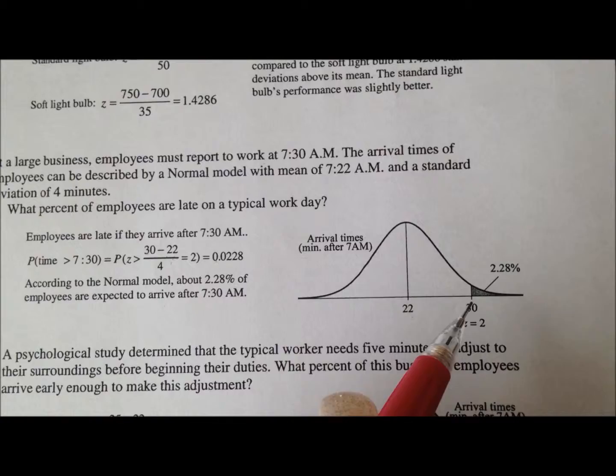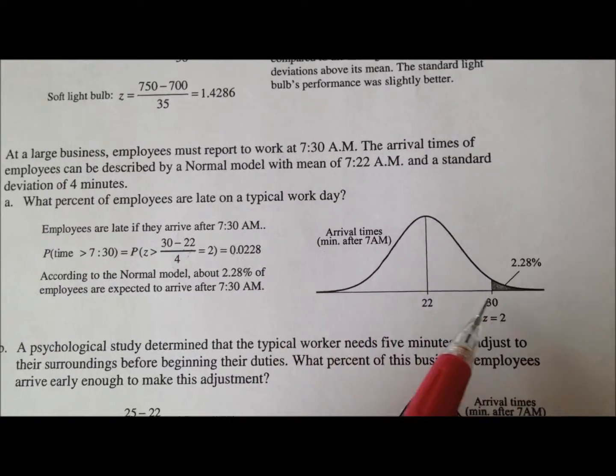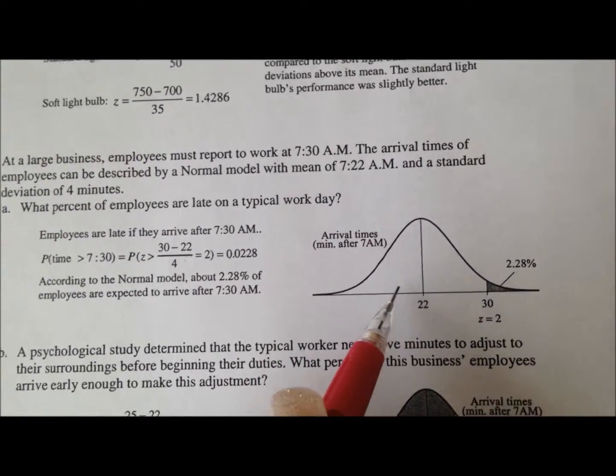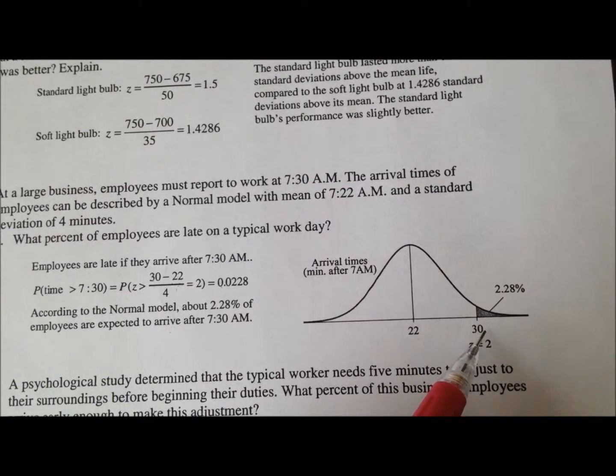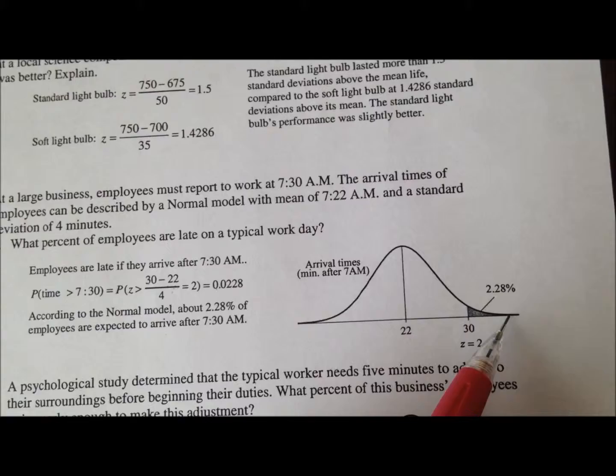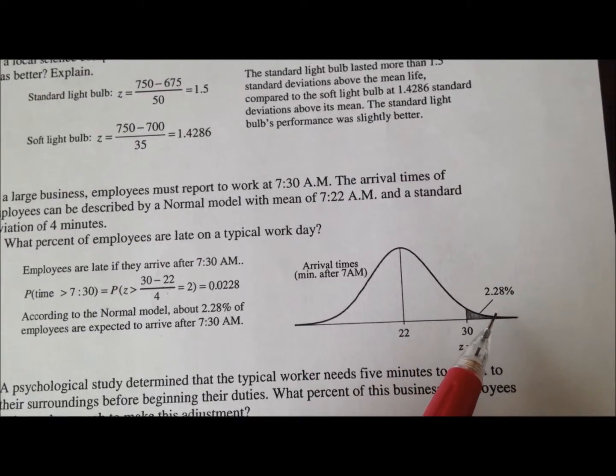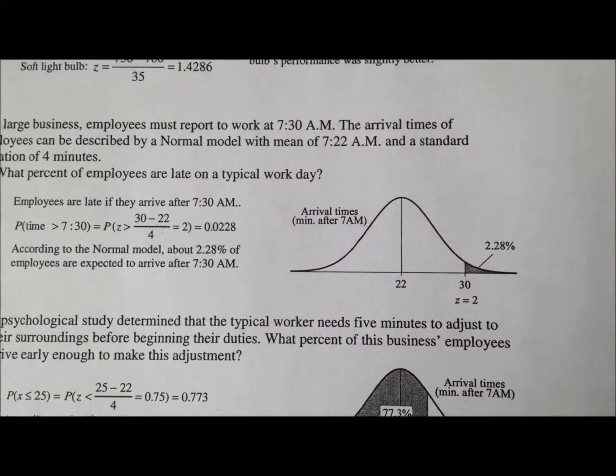And this right here is just a nice graph of a normal model to help you understand what's going on here. So this is your mean, and this is their arrival time of when they're considered late. So this is their on time, and after this, they're late. And this right here is the percent of people who will be arriving late.